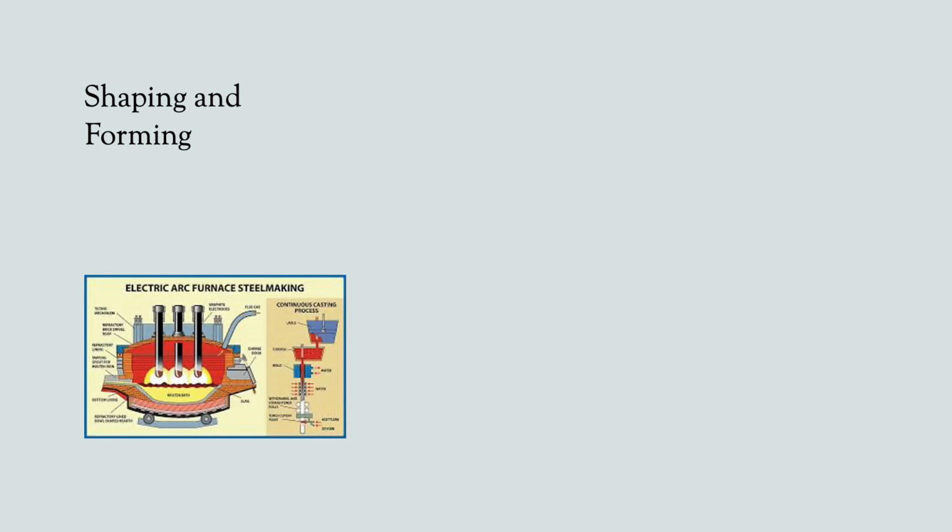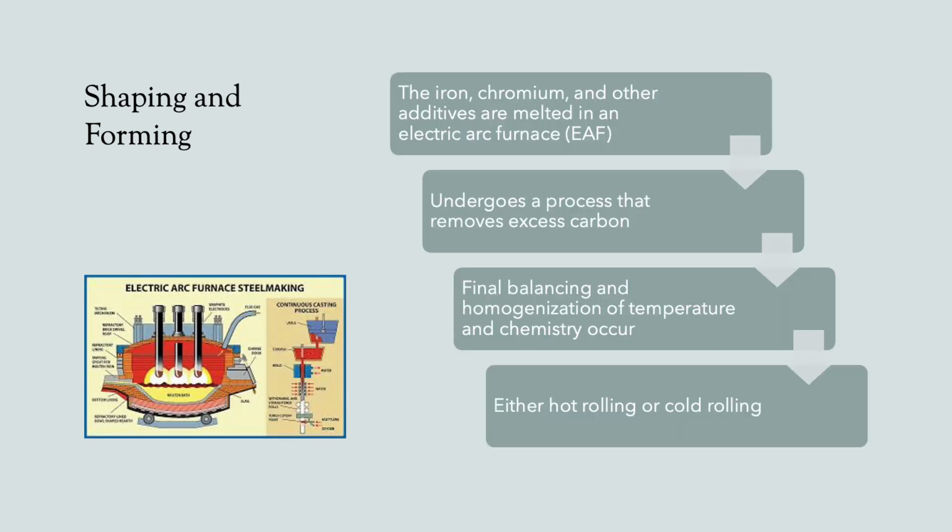Shaping and forming. The iron, chromium, and other additives are melted in an electric arc furnace. Then it undergoes a process that removes excess carbon. Carbon is good, but too much can cause problems such as carbide precipitation while welding. Then it goes through a turning process.